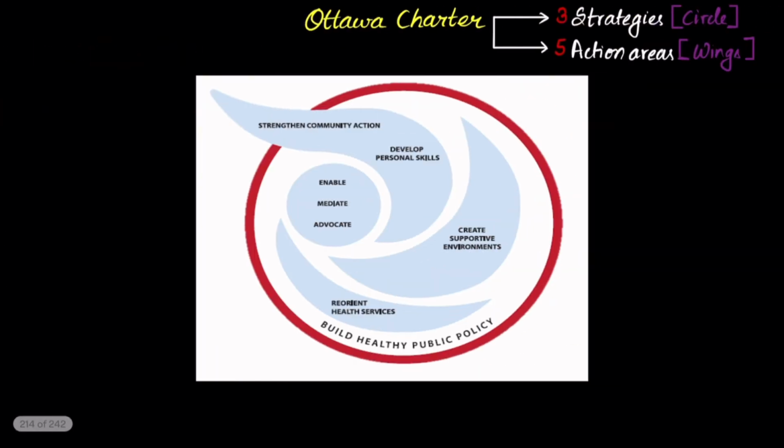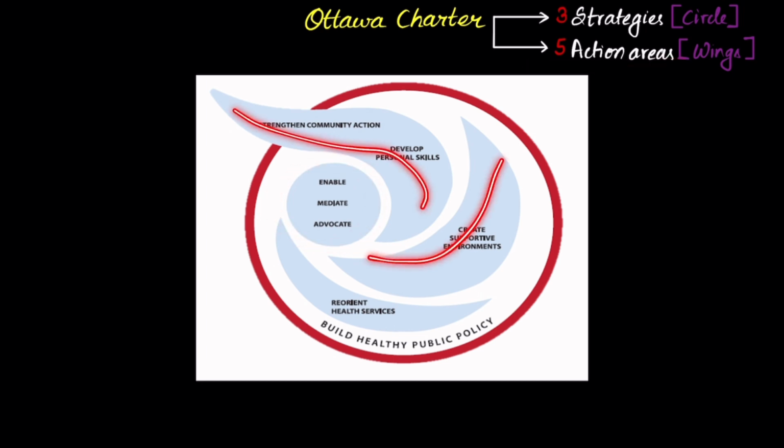First, let's look at the Ottawa Charter. This right here is the logo of Ottawa Charter. The Ottawa Charter contains 3 strategies and 5 action areas. The 3 strategies are written within the circle of the logo, and the 5 action areas are written within the wings surrounding the circle of the logo. We need to remember all 3 strategies and all 5 action areas along with their meanings and examples.